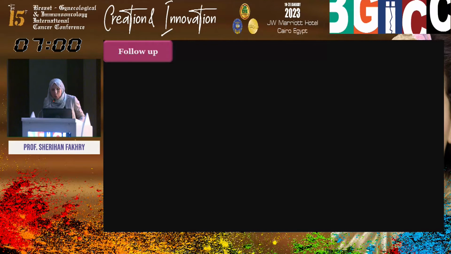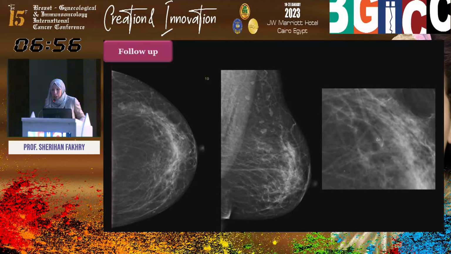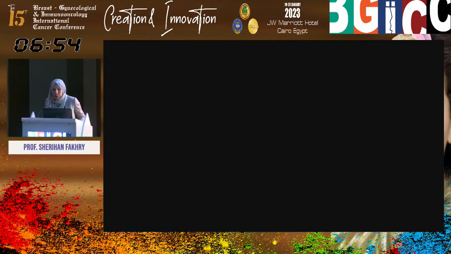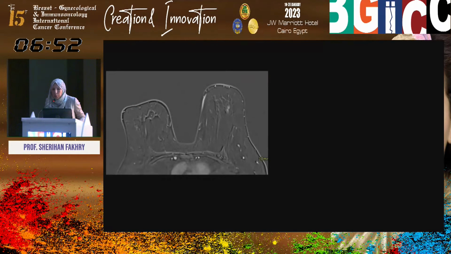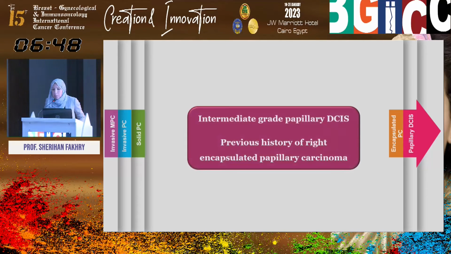In the follow-up of this case, there was a developing cluster of microcalcification on the left side that showed enhancement on MRI, and pathology revealed recurrent papillary DCIS on the left side.